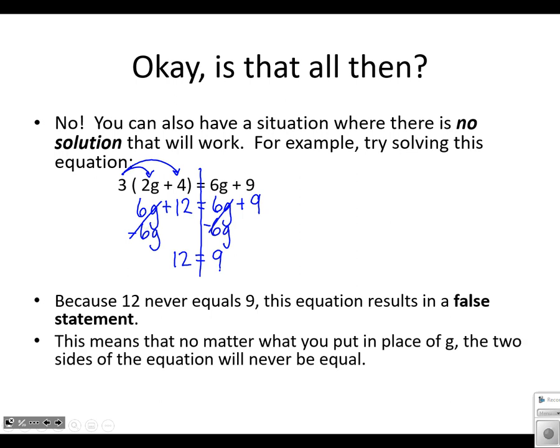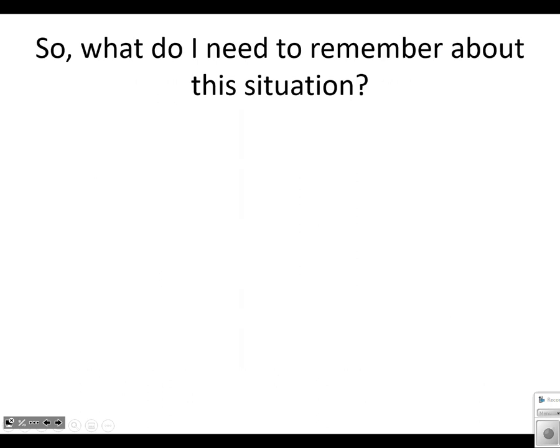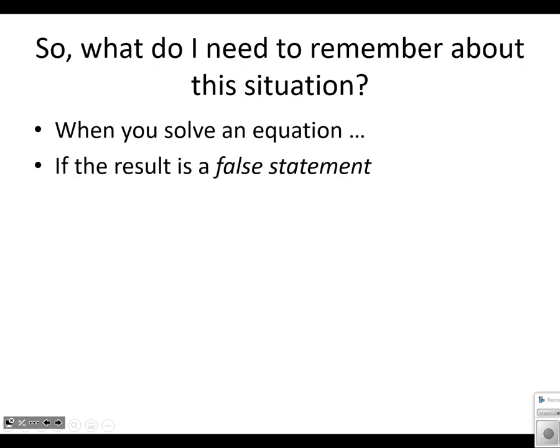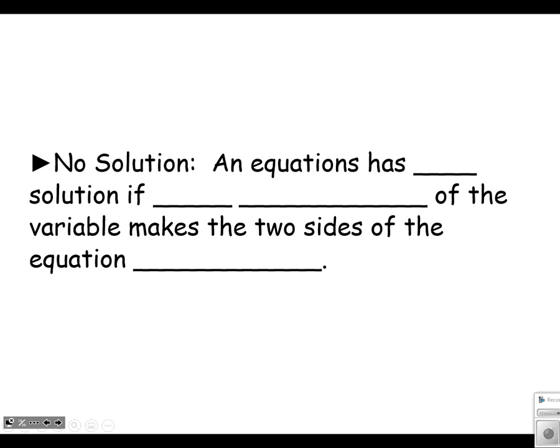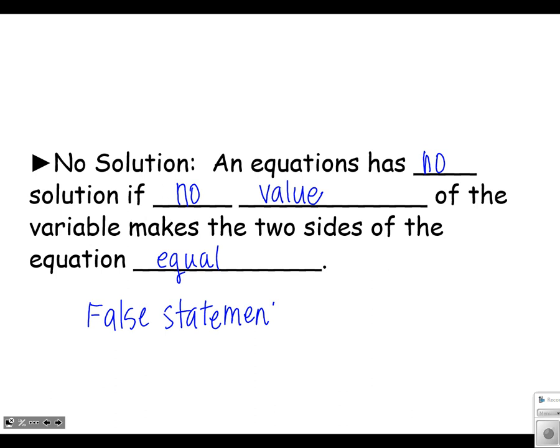No matter what you put in there, it's not going to make 12 equal 9, ever. So there is no solution to this equation. So what do we need to remember? That when you solve an equation, if the result is a false statement, there is no solution to that equation. No solution. An equation has no solution if no value of the variable makes the two sides of the equation equal. When you solve it, you get a false statement, like 12 equals 9, which we know is not true.